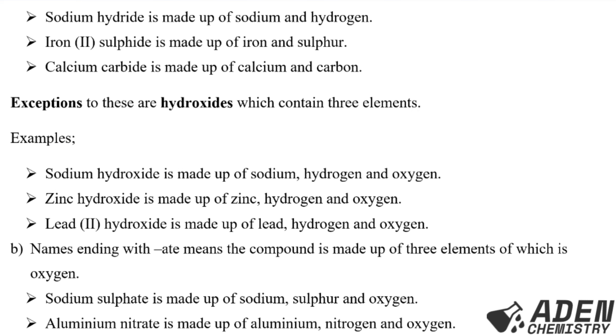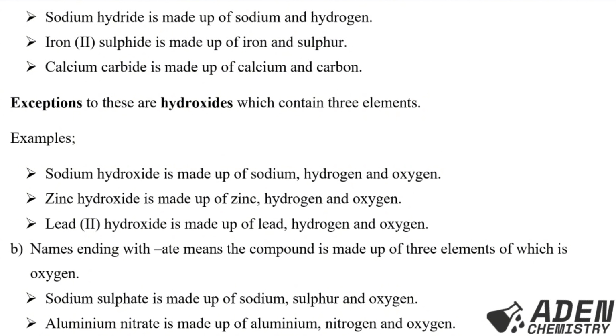But this is a hydroxide, sodium hydroxide, so it contains three elements: sodium, hydrogen, and oxygen. Next example, zinc hydroxide, is made up of zinc, hydrogen, and oxygen. The next example, lead II hydroxide, is made up of lead, hydrogen, and oxygen.